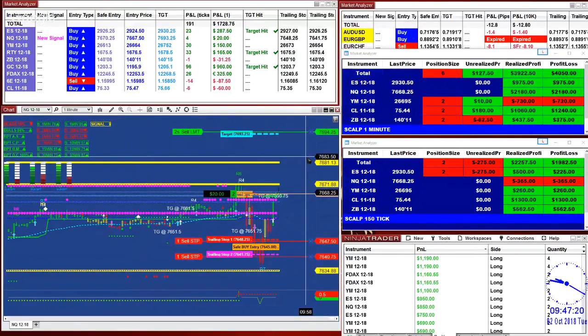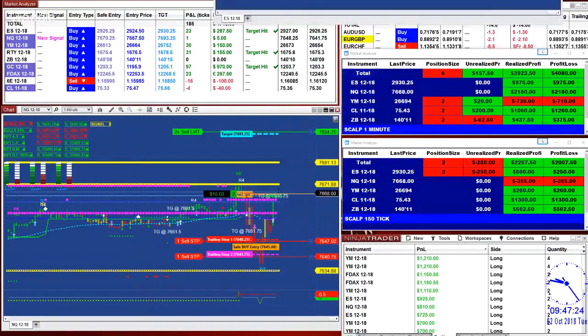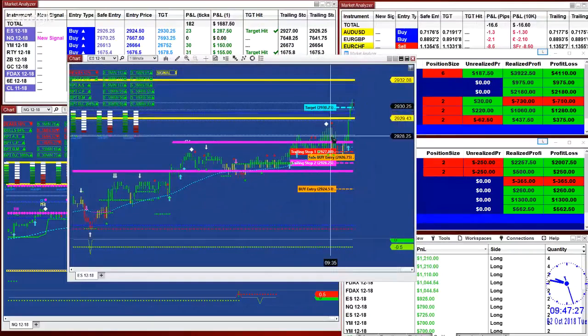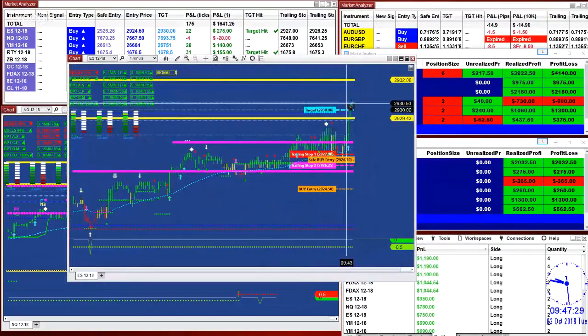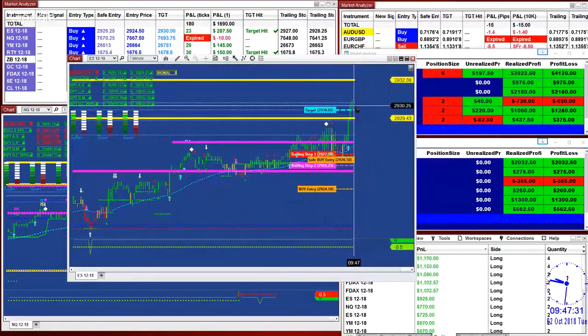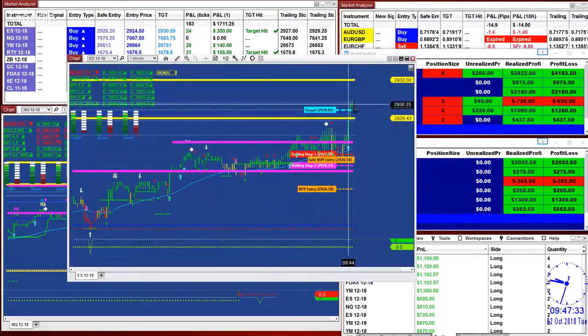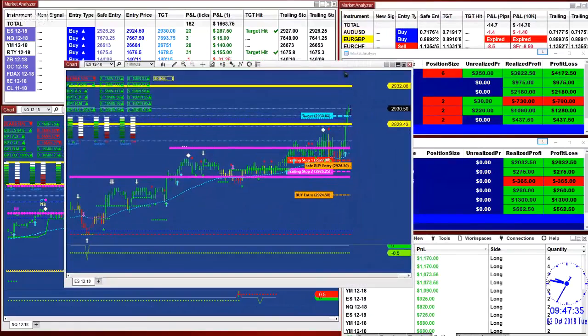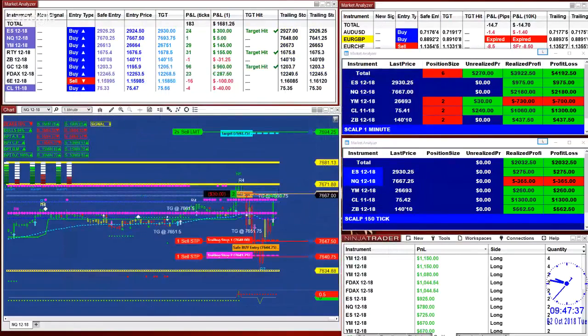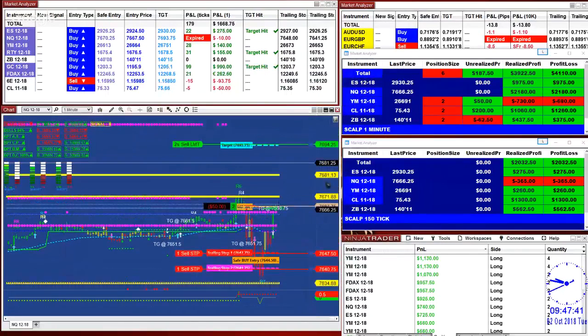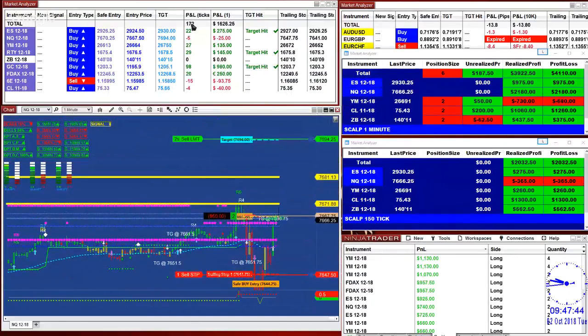I don't like the ES right now. The ES already hit the target, and when the ES hits the target, it means we're going to bump into a little sideways here. So we will see how this market outcome is going to be. Right now we have 172 ticks, 182 ticks based on the last entry signal, folks.